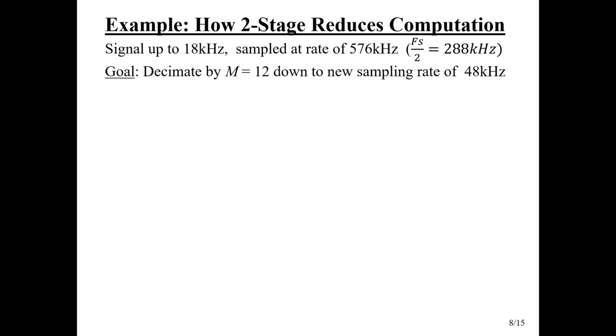So let's look at an example. So suppose we have an audio signal, and we're going to fudge a little bit. Normally we like to think of all the way up to 20 kilohertz, but just to make the numbers work out a little nicer here, I'm going to take 18 kilohertz as our upper edge. So that'll be our passband edge in hertz. And suppose it was sampled at 576 kilohertz.